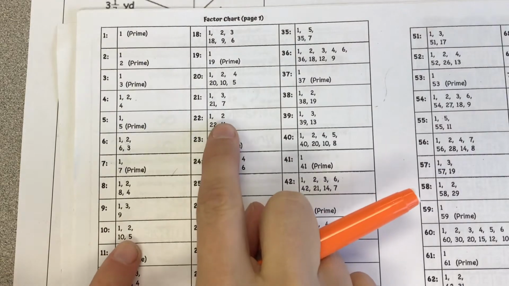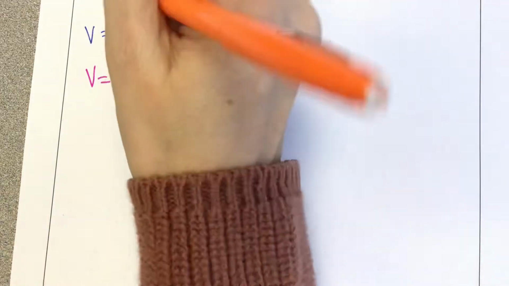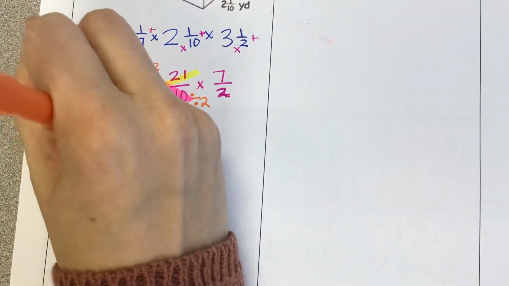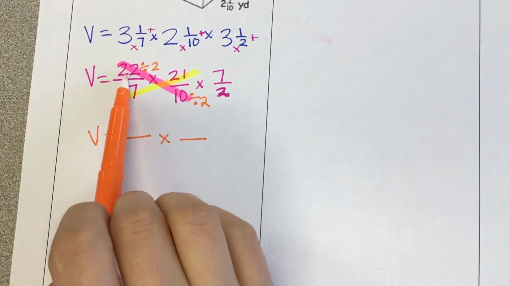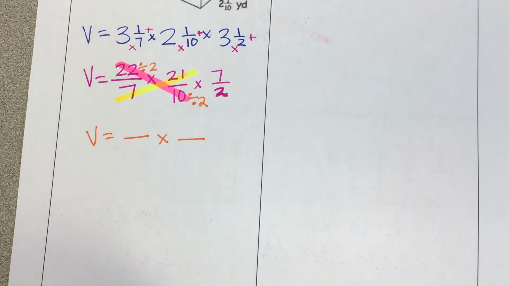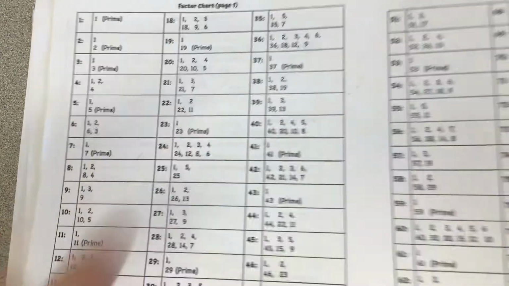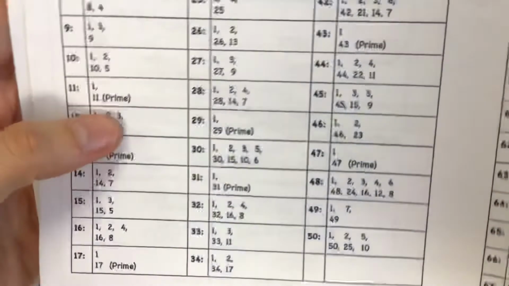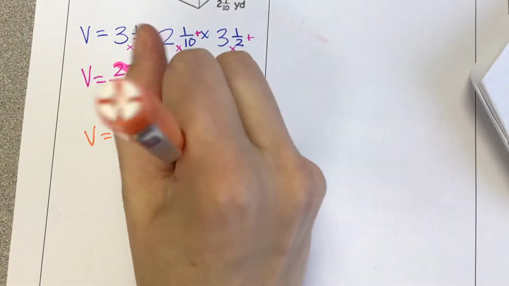22 and 10 both divide by 2. You can use your calculator to help you with this, or you can use your factor chart. So if I'm looking at 22 divided by 2, I can look on my factor chart. 22 divided by 2, the 2 matches up with 11. 10 divided by 2, maybe you know that. If not, on the factor chart, the 2 matches up with the 5.